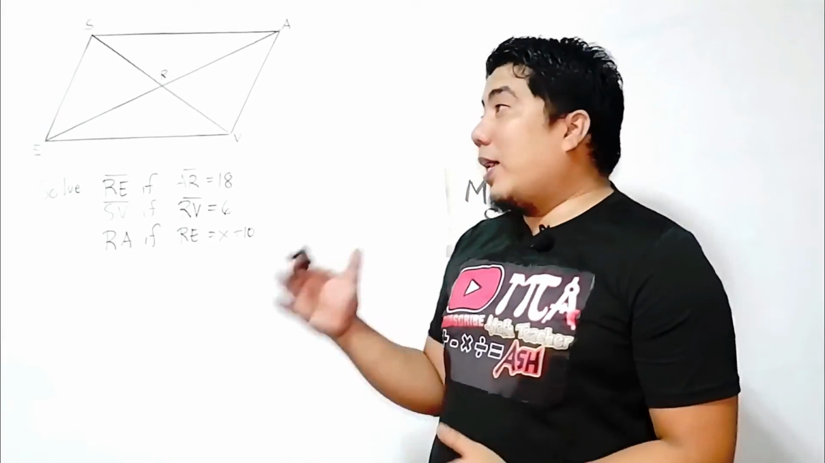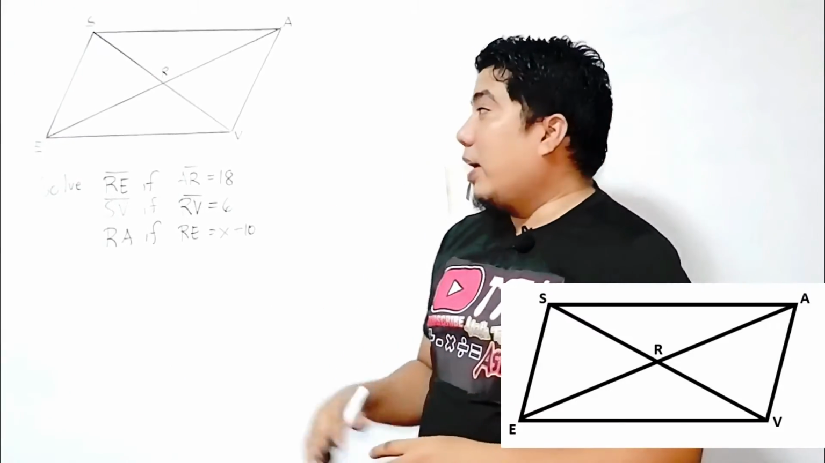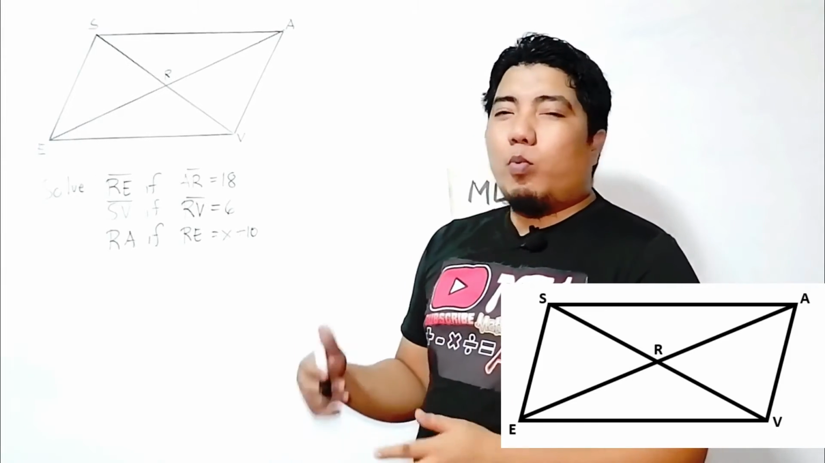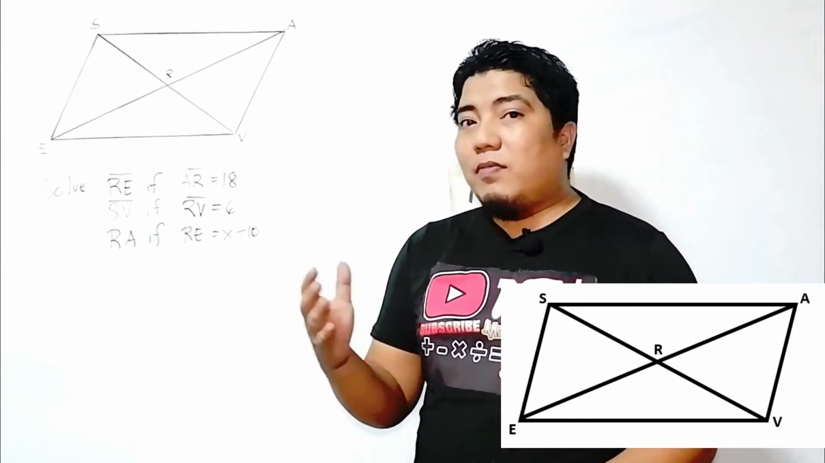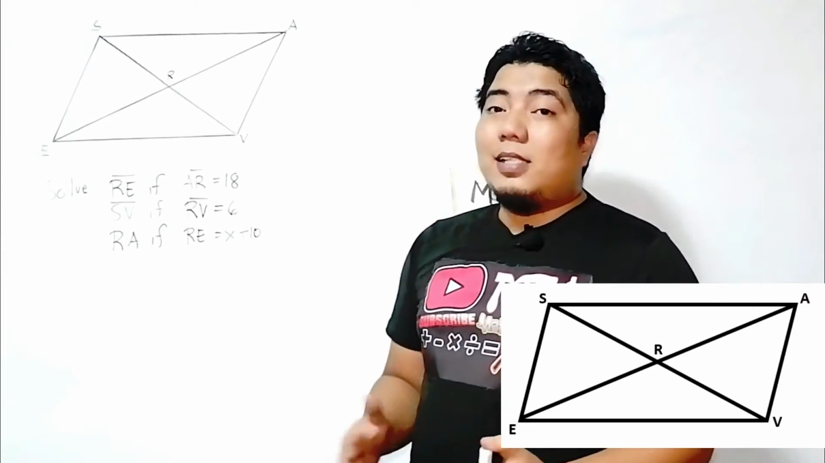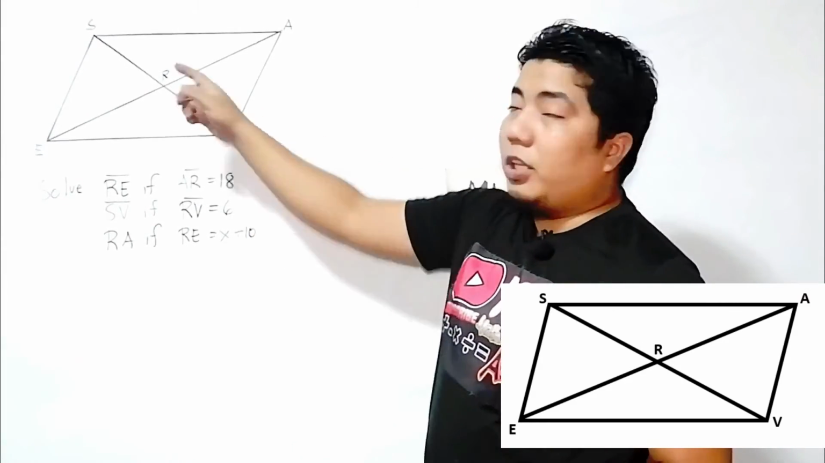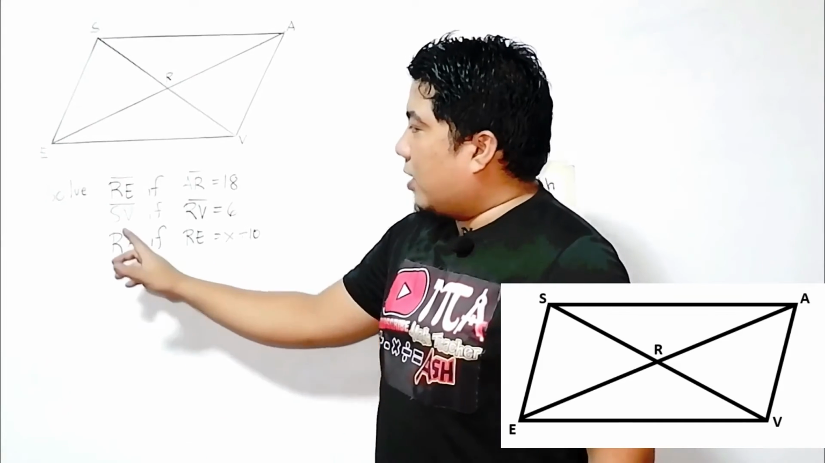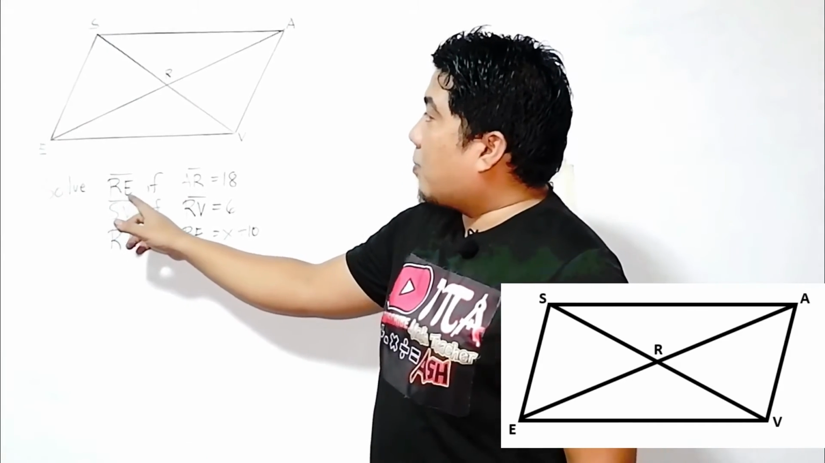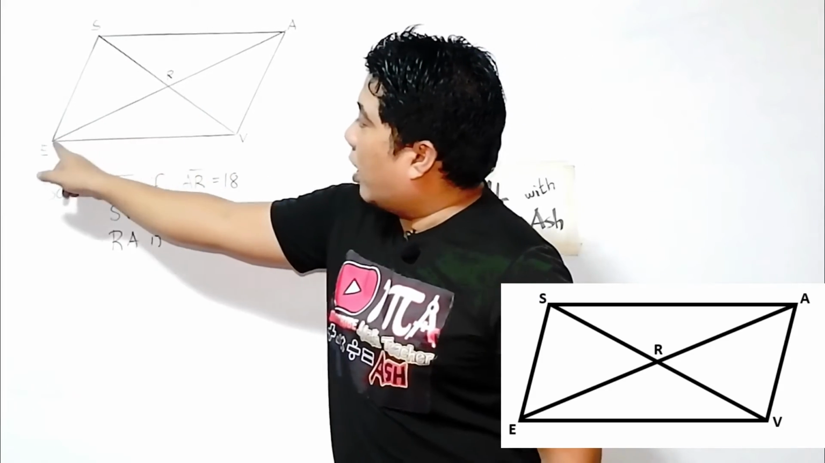Okay, my dear math learners, we are down to our third example. And this is a parallelogram with diagonals in it. So we have the parallelogram SAVE, S-A-V-E, in which the diagonals intersect at point R. Okay, so these are the problems that we have. What is the measurement of line segment RE? So this is the one.